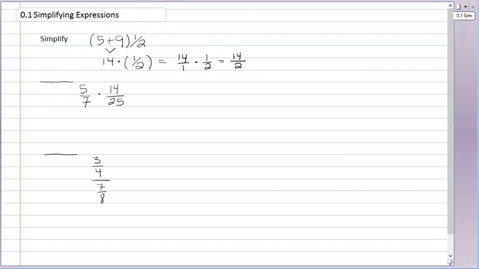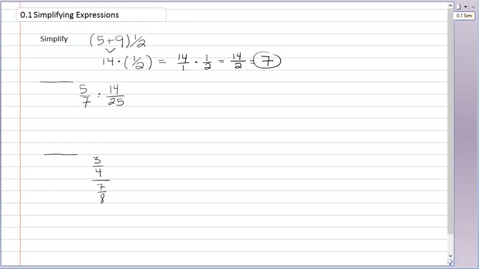Now at this point, you can reduce the fraction by dividing the 2 into the 14 and say that goes in there evenly 7 times. I will show you an alternative way to simplify this before we even do the multiplication in this next example here below. So in the next example it says 5/7 times 14 over 25.